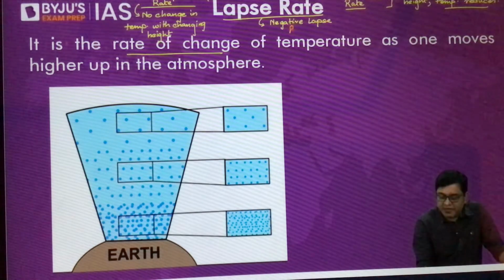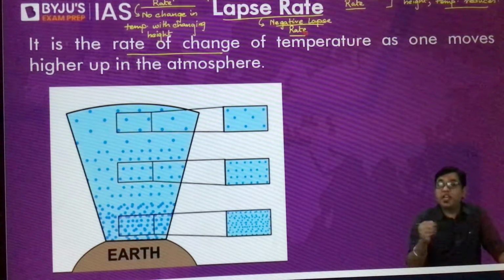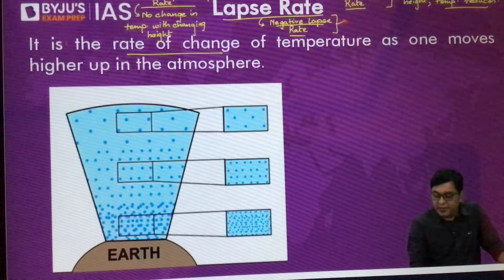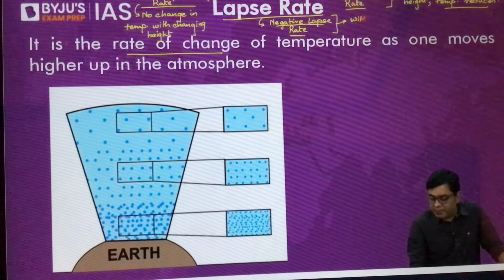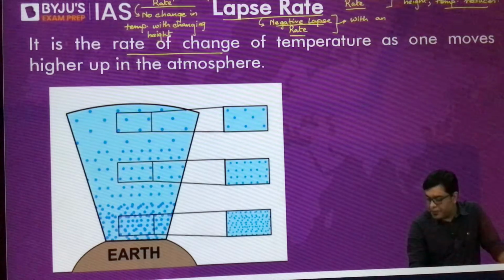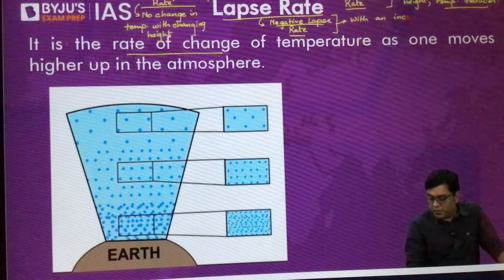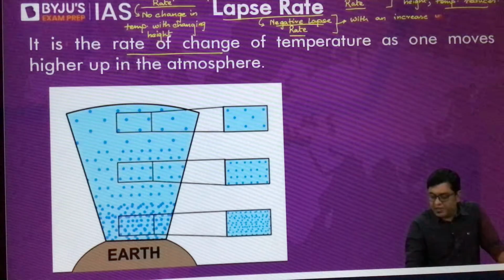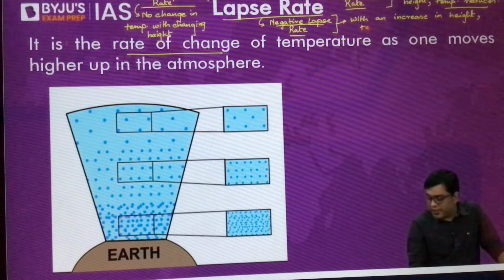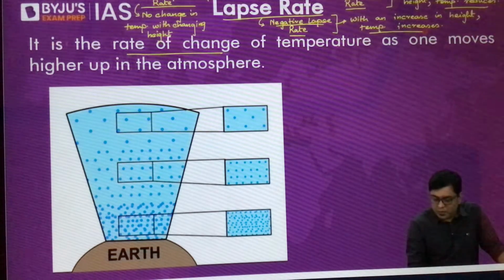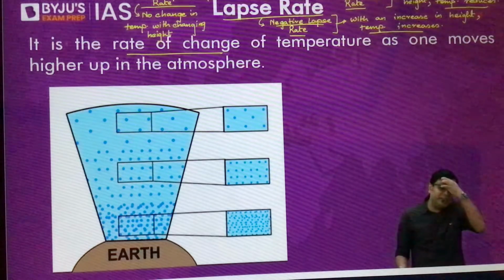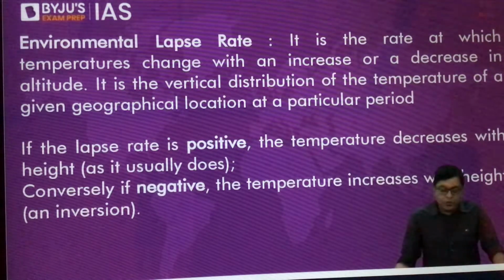What do we mean by negative lapse rate? That is, it is the opposite of what is generally observed. So here you will find that with an increase in height, temperature increases. So there are three different possible types of lapse rate that you come across.